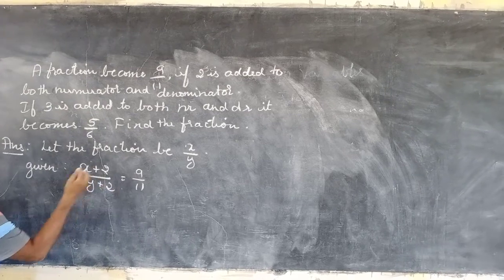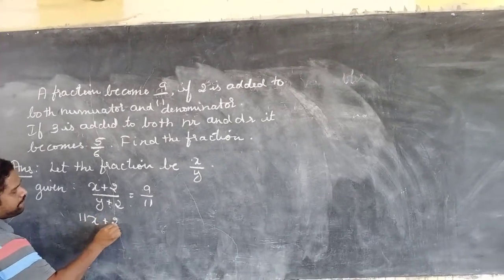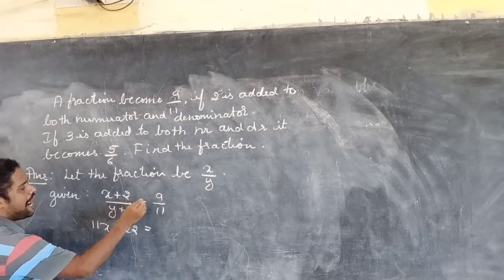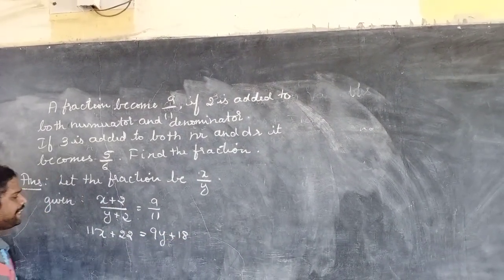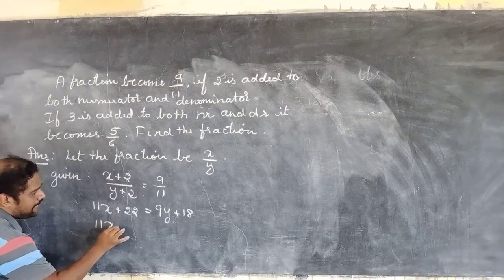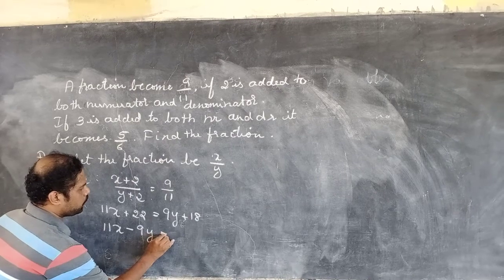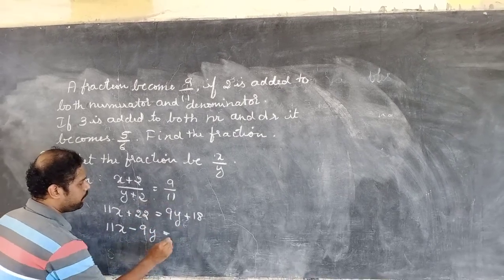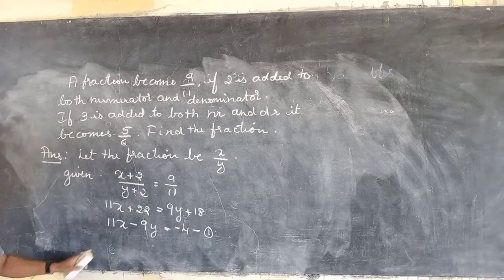First we simplify this, that is 11 into x is 11x plus 11 into 2 is 22, and 9 into y is 9y, 9 into 2 is 18. That is 11x minus 9y is equal to 18 minus 22, which is minus 4. Take it as equation 1.